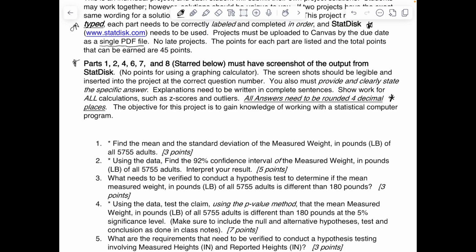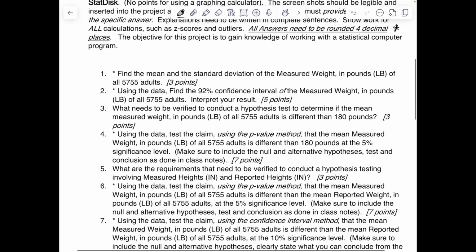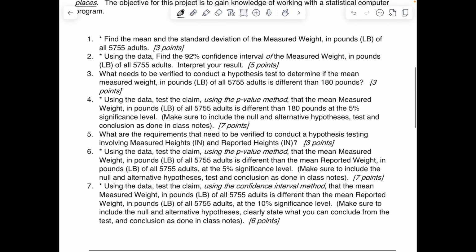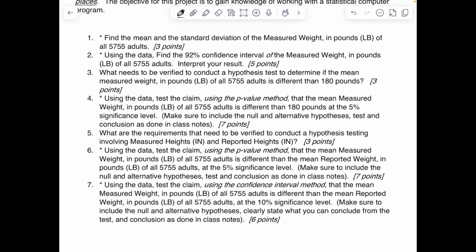So the objective of this project is to gain knowledge working with a statistical computer program. So again, the parts that are starred are the ones that we are going to need to use StatDesk, and we'll look at that in a moment. So the first one is finding the mean and the standard deviation of the measured weights in pounds of the adults. So we do need to make sure you use the measured weights. There are a lot of different options here, and it does need to be in pounds.